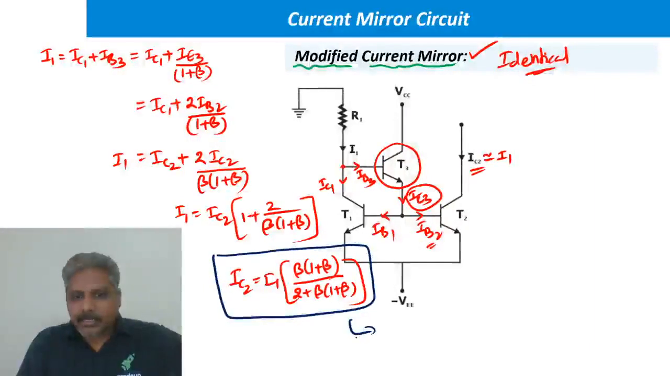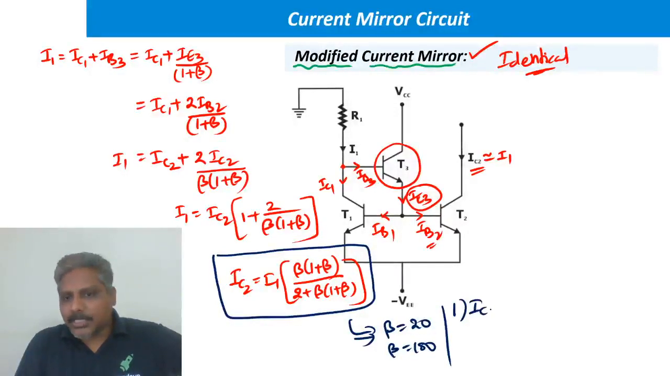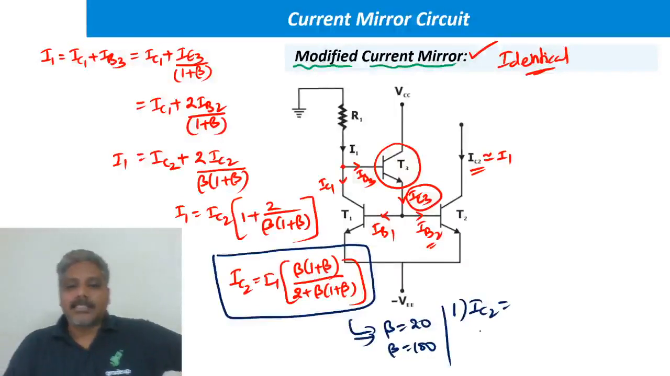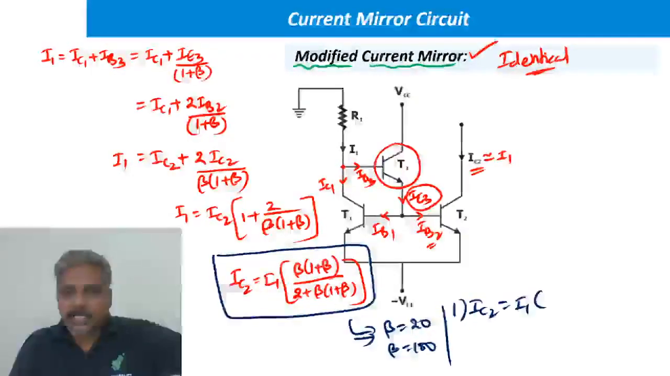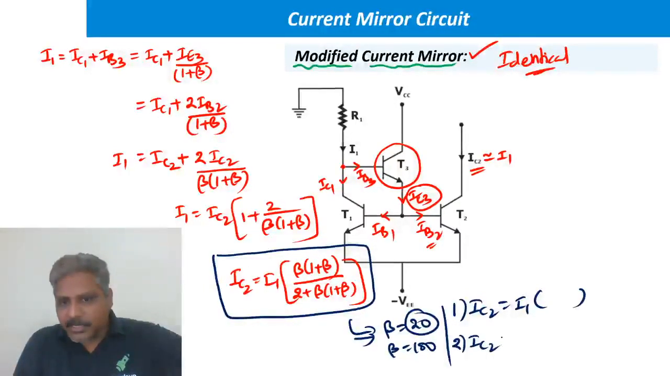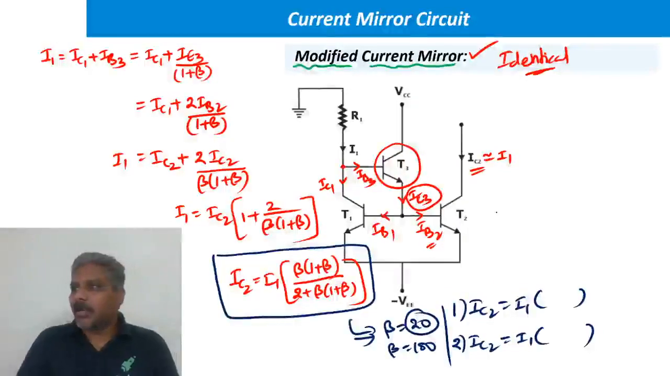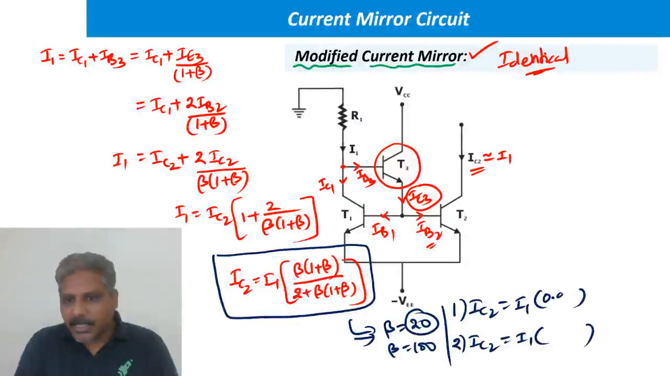Now check it for beta equal to 20 and beta equal to 100. Check both the cases. Case 1, what is IC2? This is the problem we face there, no? IC2 equal to I1 into, if beta is 20, how much is this value? 20 into 21 divided by 20 into 21 plus 2. Come on, somebody say how much is this? Similarly, the second value also, please tell me. IC2 is I1 into how much? Come on, tell me guys. Very good, Ramu, 0.995.